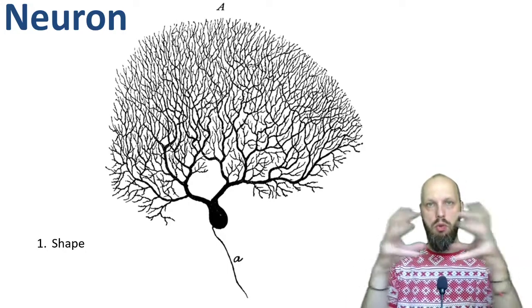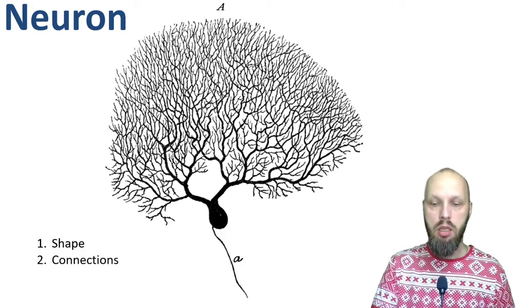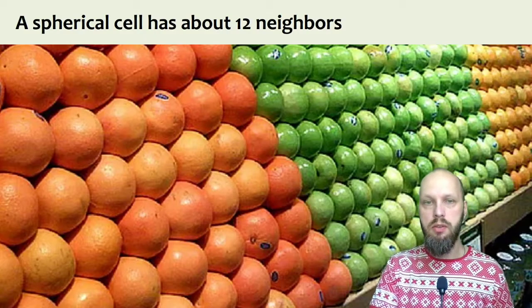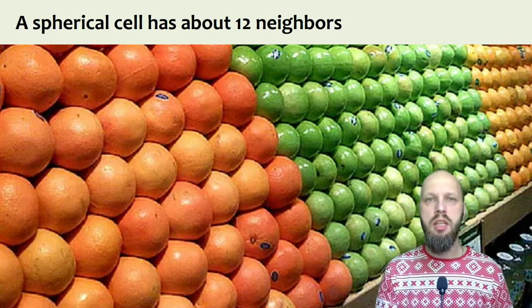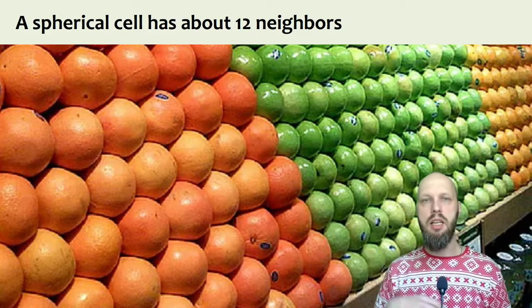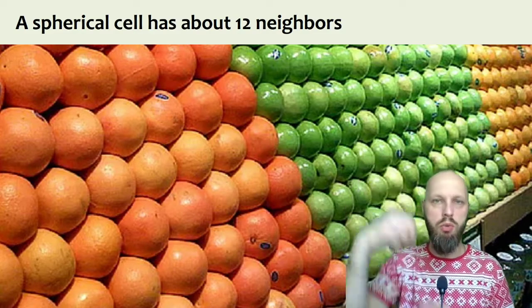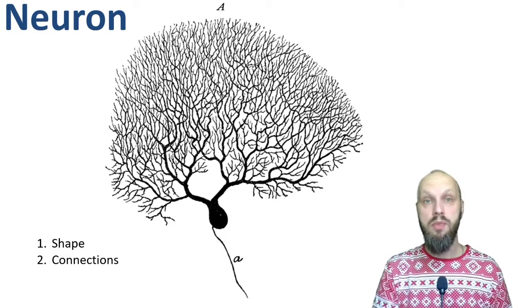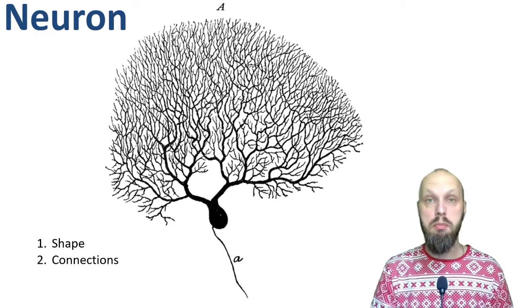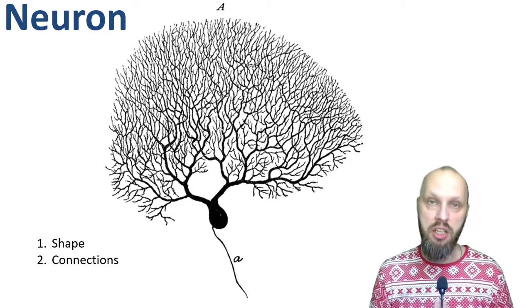If a cell is round and blobby, how many connections can it have? About a dozen, right? If you have identical round cells packed like that, it has like 6 connections in one plane and then 3 on top and 3 on the bottom. So it's 12 connections total. But this cell that we just looked at makes about 20,000 connections with other cells.